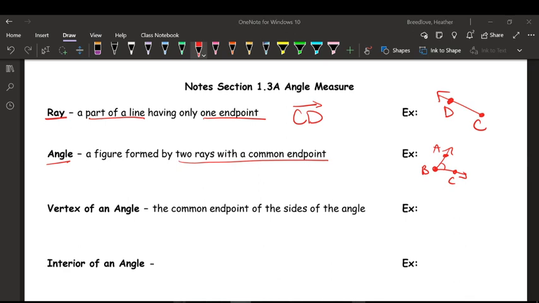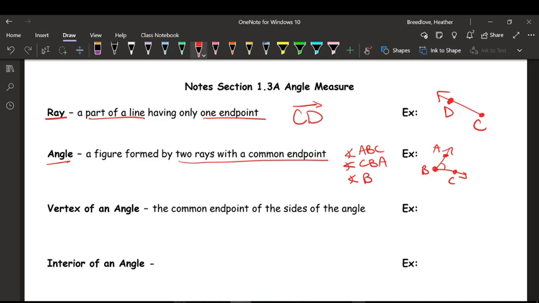I could name this angle as angle ABC, or I could name it as angle CBA, or I could just name it angle B. The order where the B is, in this case, is important. If you notice the common endpoint, B, when I use three letters, it's in the middle.